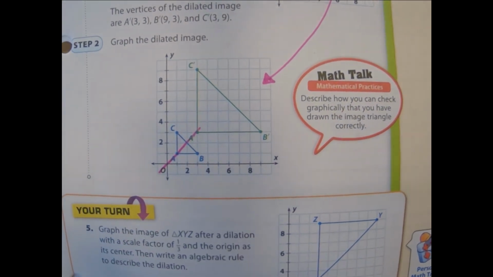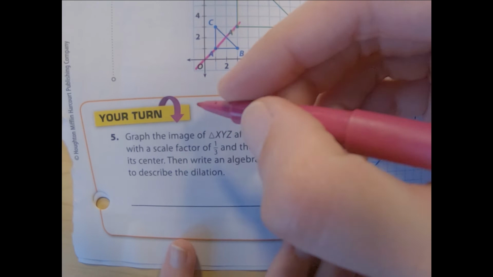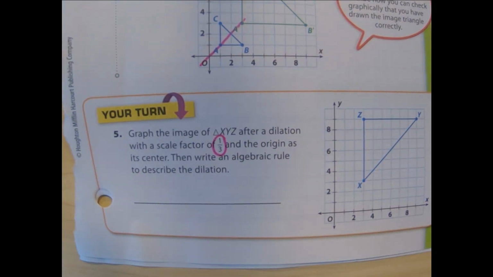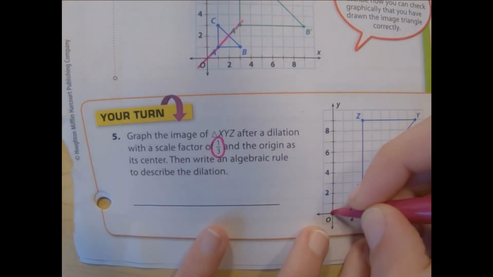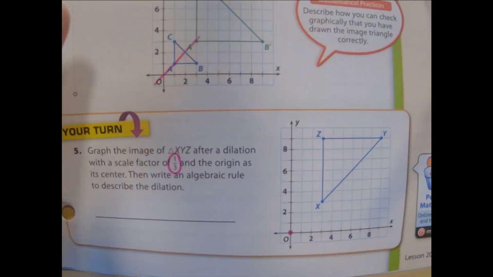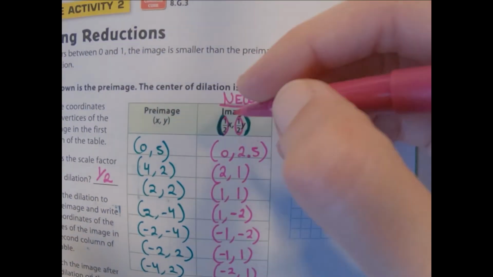It's asking us to graph the image of XYZ after a dilation with a scale factor of 1/3. Let's have you guys try number 5, right? 1/3 is between 0 and 1, which should give us a hint as to whether we are working with a reduction or an enlargement. The origin is the center still, so we're still focused here. And it wants us to describe an algebraic rule as well. The algebraic rule looks something like what we did here, where we had 3x, 3y. 1/2 x, 1/2 y. So you would actually be labeling the coordinates and then telling us.